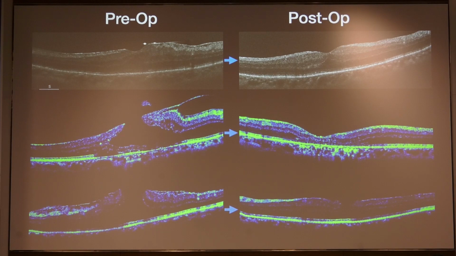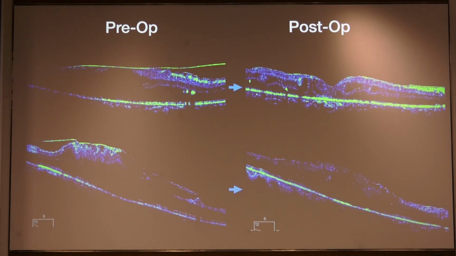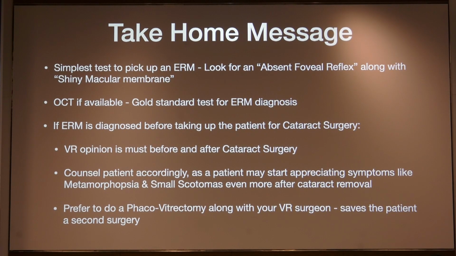The first one is a thin ERM in a silicone oil filled eye. The second and the third are VMT related epiretinal membranes. And these last two images are diabetic related ERMs. So the take home message would be, the simplest test to pick an ERM is to look for an absence of foveal reflex along with a shiny macular membrane. OCT, if available, is the gold standard for picking up these ERMs.